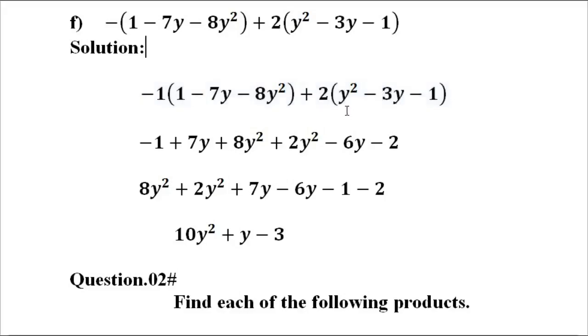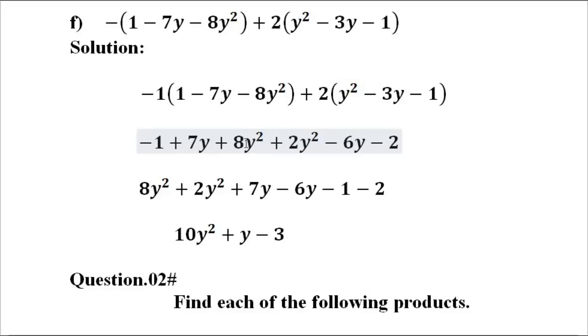It means that I'm distributing a number. I'm distributing a negative 1 to the positive 1, and then a negative 1 to the negative 7y, and then a negative 1 to the negative 8y squared. That gives us negative 1, positive 7y, positive 8y squared.